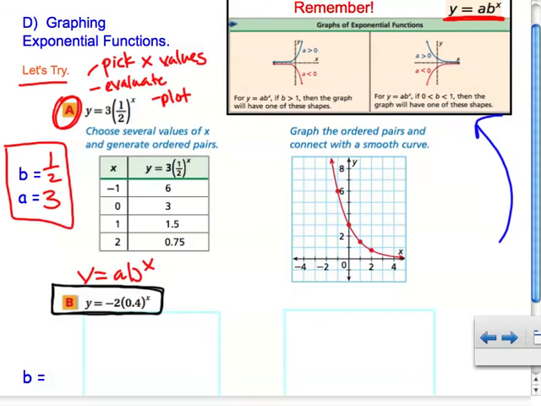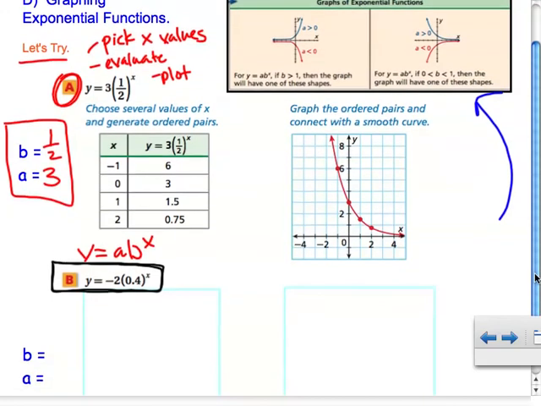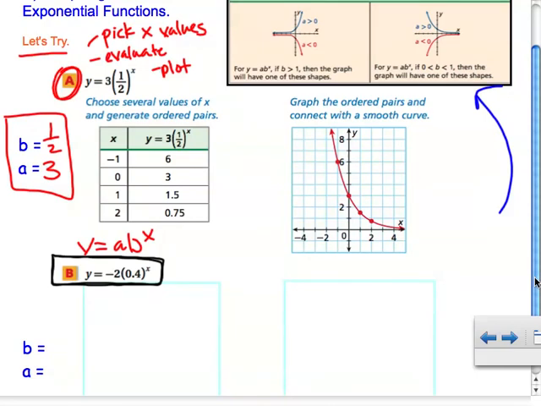So in this case, A is -2. Hopefully you wrote that. B is 0.4, another one that's between 0 and 1. But now my A value is negative. So if A is negative, I expect something that's going to kind of go down. It makes sense if you got something negative. And so hopefully I'm thinking that we're looking for that type of graph there in red.